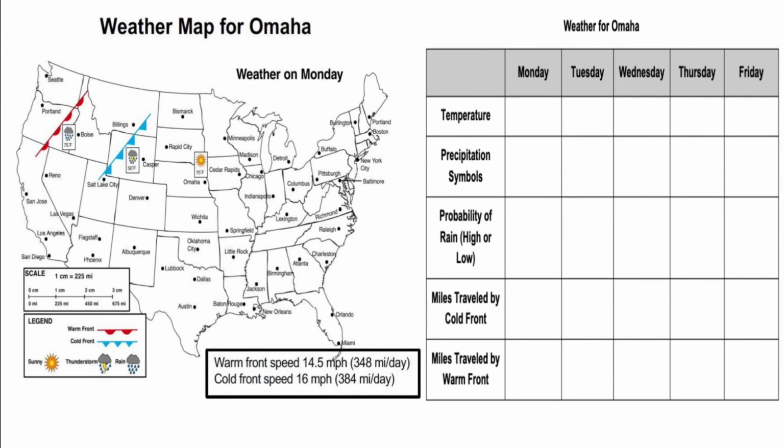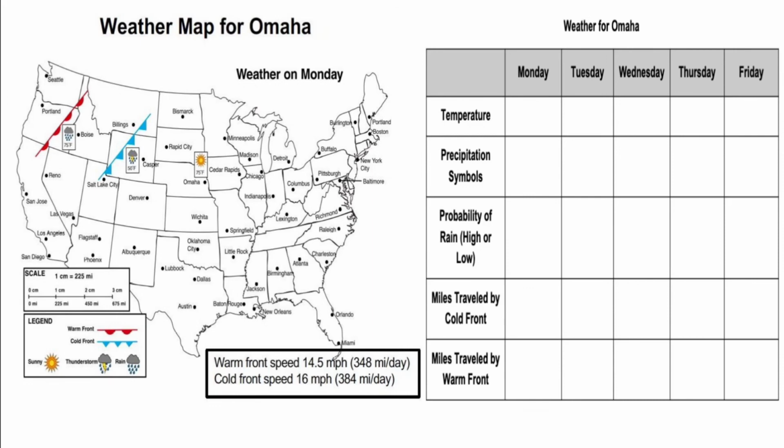You've got a key at the bottom that tells you the distance that the warm front is moving per day, and the distance that the cold front is moving per day. So if the warm front is moving at about 350 miles per day, you've got to use the scale over there on the left side to see how far 350 miles is. So for tomorrow, for Tuesday, you can look at that warm front and you can imagine it 350 miles to the right, because we know weather moves from west to east. So on this map, that would be from left to right.